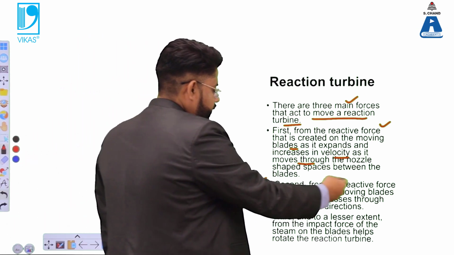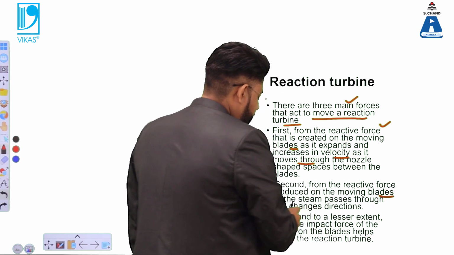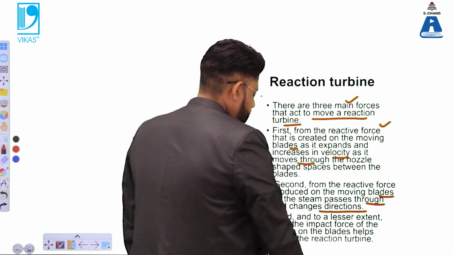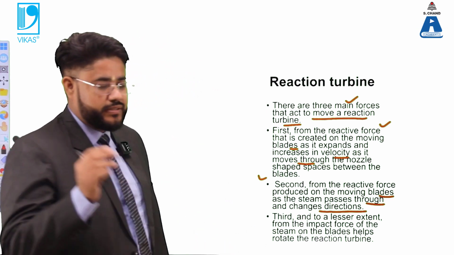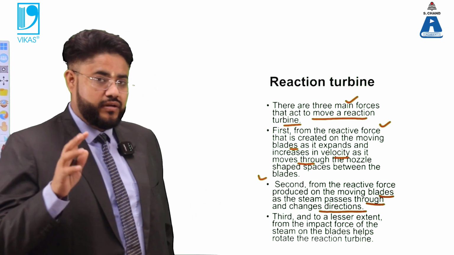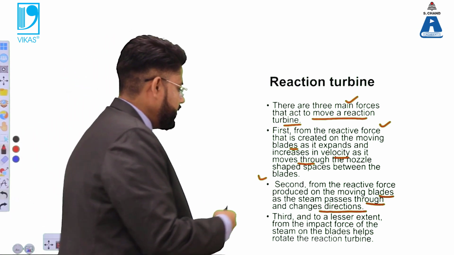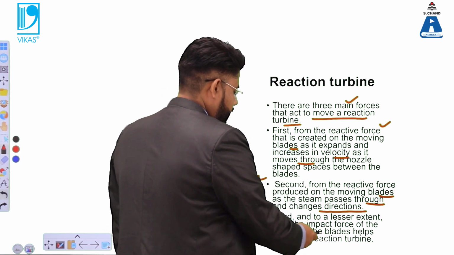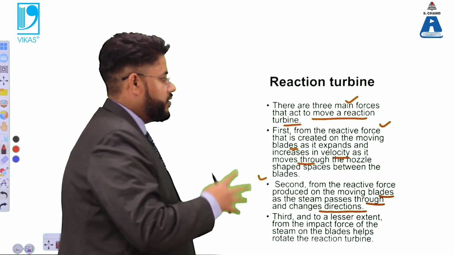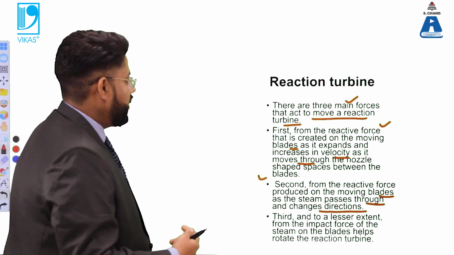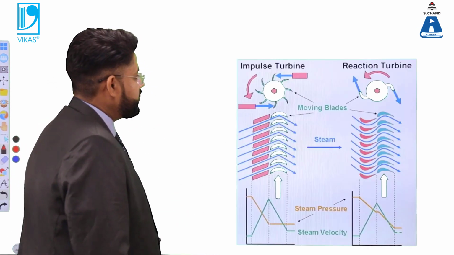Second is the reactive force which is produced on the moving blade as the steam passes through and changes direction. Steam passes and it changes the direction. So there is a reactive force on the moving blades as well. And the third, to a lesser extent, is the impact force of the steam on the blade that rotates the reaction turbine. So in totality, you have 3 forces which act on the surface.